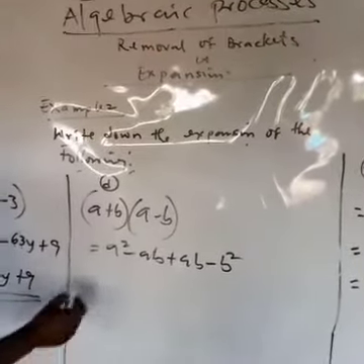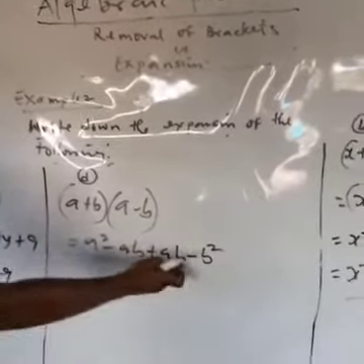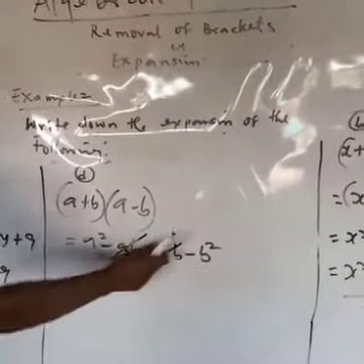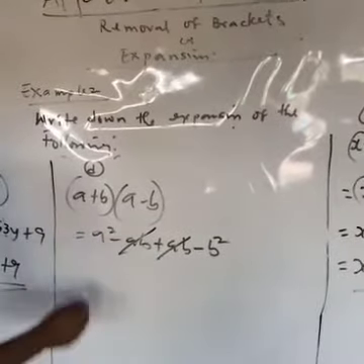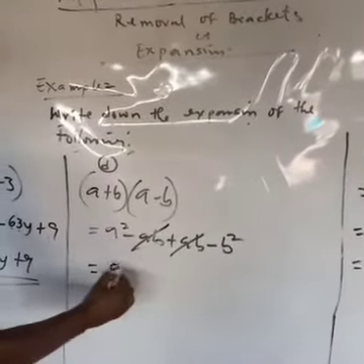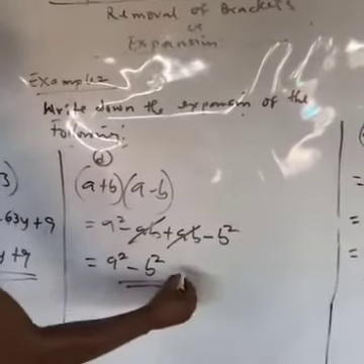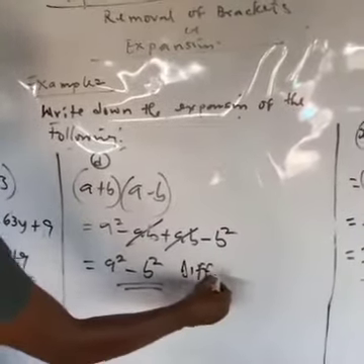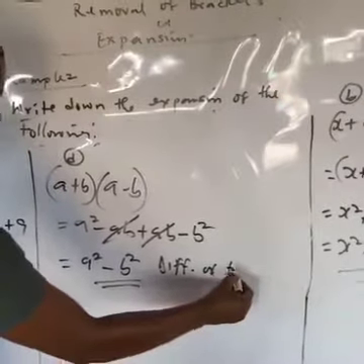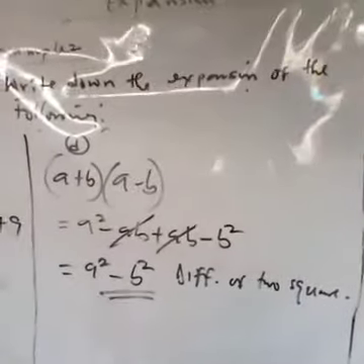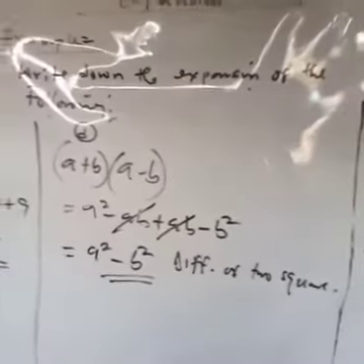From here, as you can see, we can add and subtract. Minus ab plus ab cancel definitely, since minus 1 plus 1 is 0. So our final answer becomes a squared minus b squared. And this one is called what? Difference of two squares. So that's that about that.